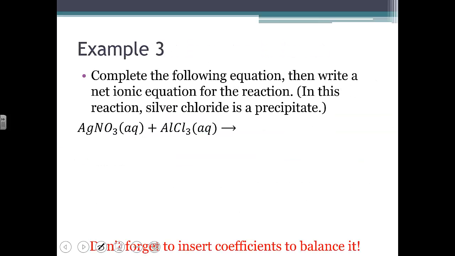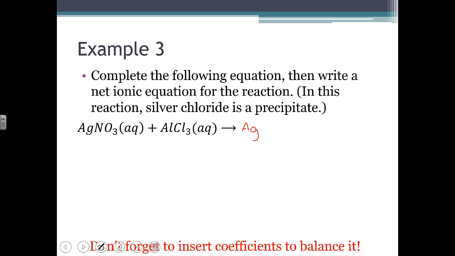In our next equation, we need to write a net ionic equation for it, but first we're going to write our product. We have two compounds reacting, so it's going to be a double replacement reaction, and we'll produce two compounds. We were told in the problem that silver chloride is going to be a precipitate. So when I work this, I write my products as they switch partners.